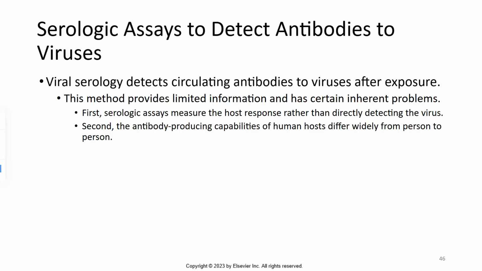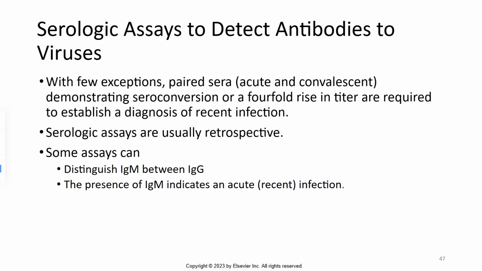Second, antibody producing capabilities of human hosts differ widely from person to person. With few exceptions, paired sera, acute and convalescent, demonstrating seroconversion or a fourfold rise in titer are required to establish a diagnosis of a recent infection. Serological assays are usually retrospective.